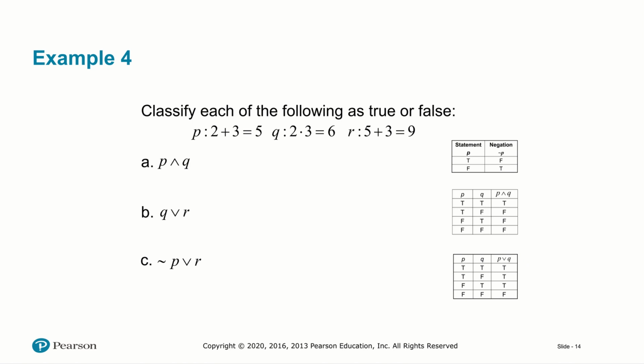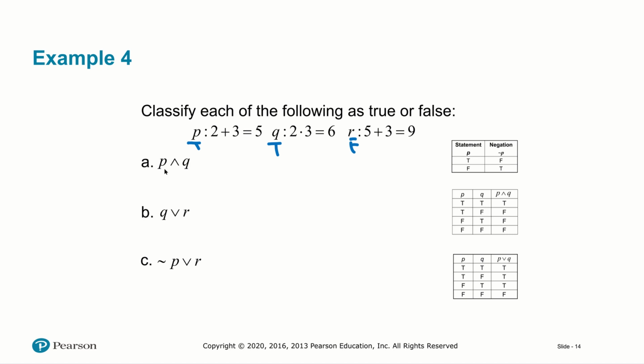All right. So the first thing we should do here is determine the truth or falsehood of each of the statements. Let's look at P. 2 plus 3 equals 5. Is that true or is it false? Well, as you can see, that's a true statement. So P is true. How about Q? 2 times 3 equals 6. We notice that that's also true. And R, 5 plus 3 equals 9. We know that R is false.